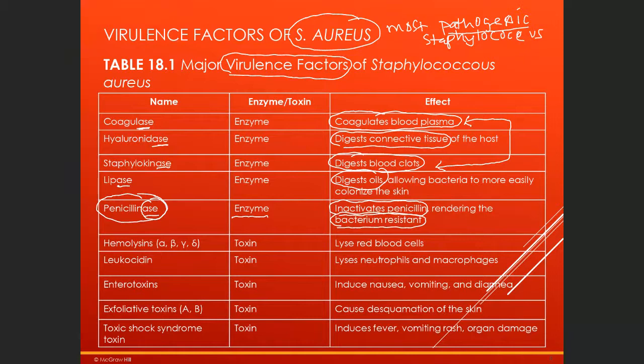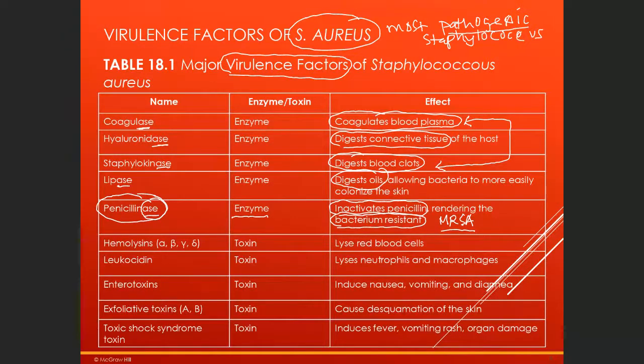There is a group of Staphylococcus aureus called MRSA, methicillin resistant Staphylococcus aureus. This is the one that is very resistant against penicillin-type antibiotics. Okay, these are the enzymes.